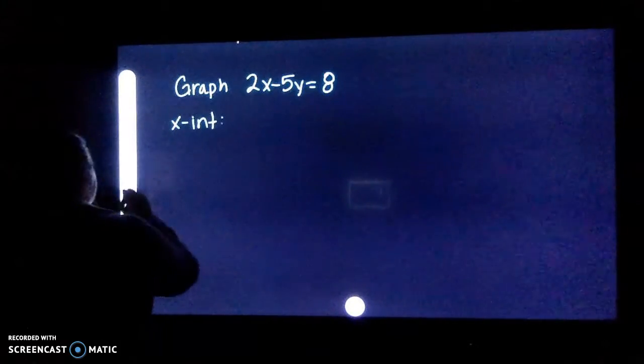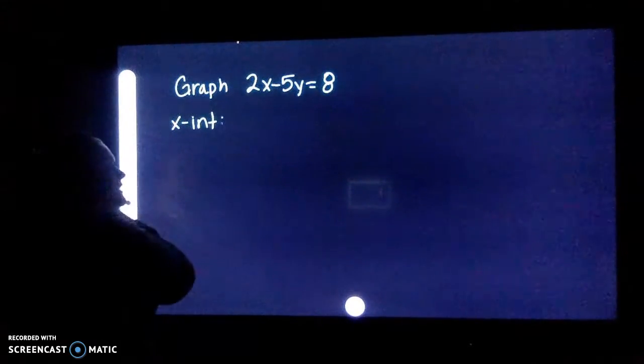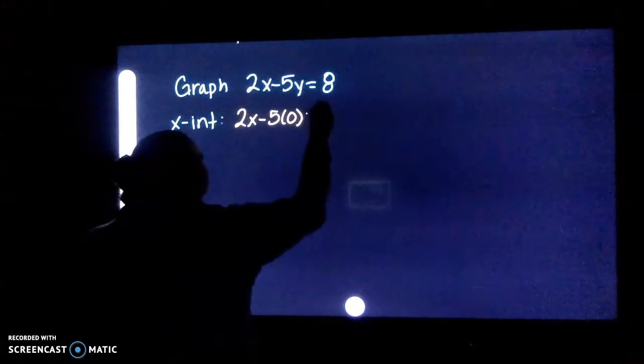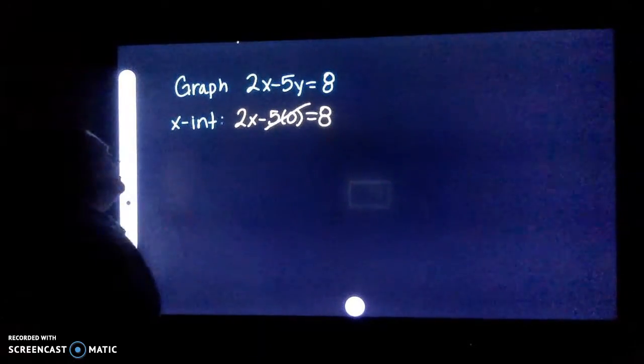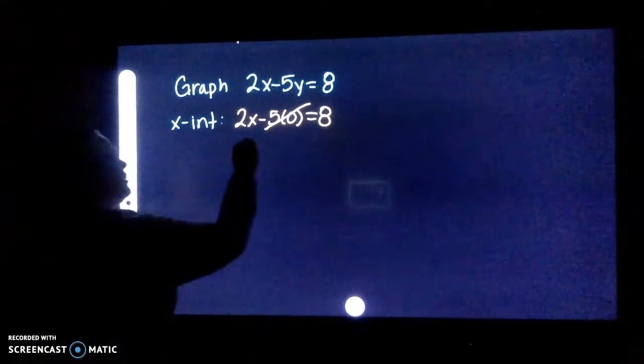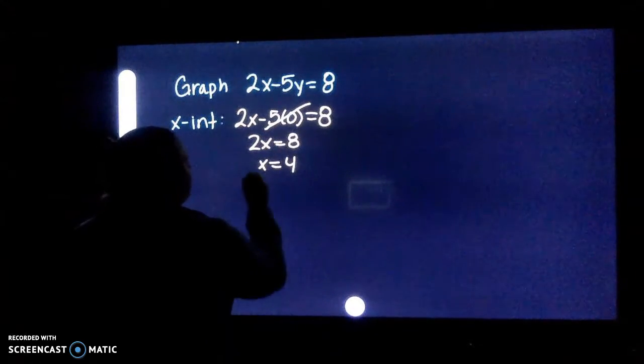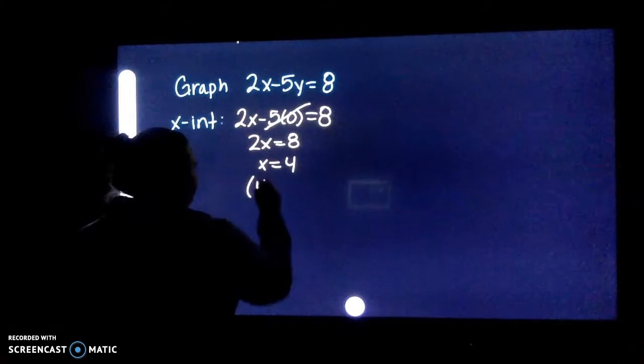So we're going to find our x-intercepts first. To find our x-intercepts, we plug 0 in for y. So I get 2x minus 5 times 0 equals 8. 5 times 0 is just 0. So I get 2x equals 8, which means x equals 4. So my x-intercept is 4, 0.